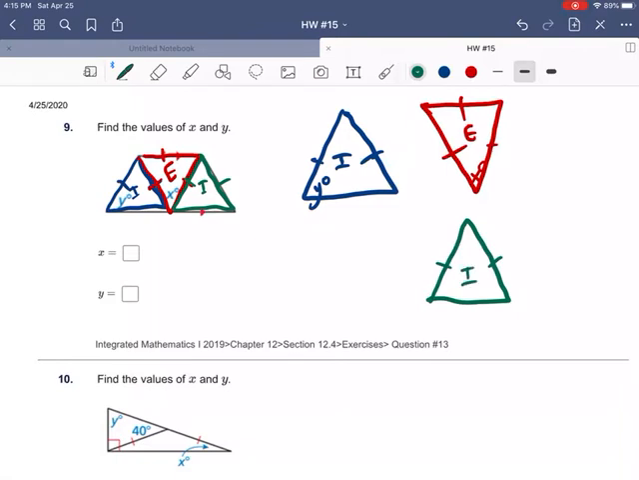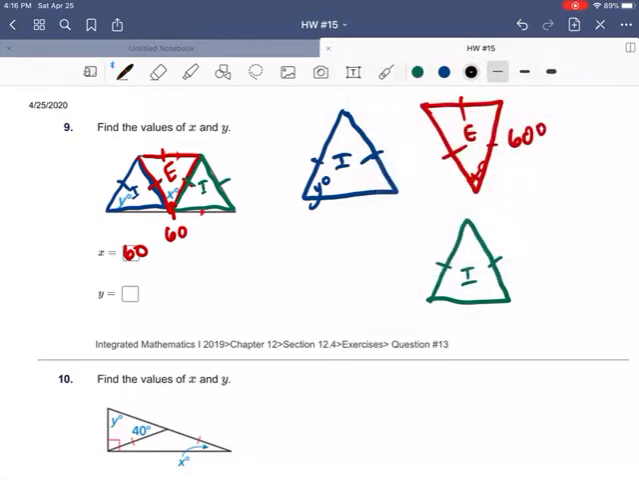We are asked to identify X and Y. So X is the easy part. That is in the red triangle. The red triangle is an equilateral triangle, so all 3 angles are 60 degrees. So what that means we know is this angle is 60 degrees. Okay, the tricky part is identifying Y.